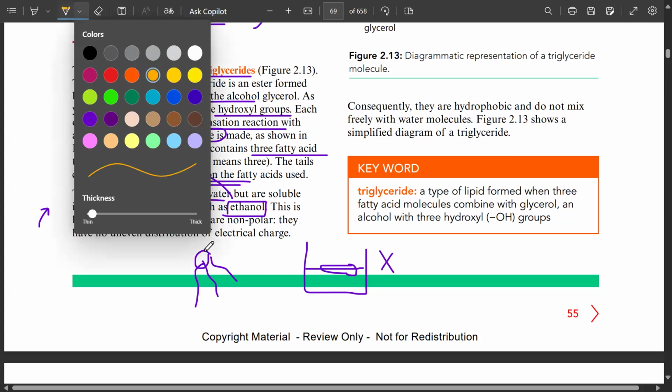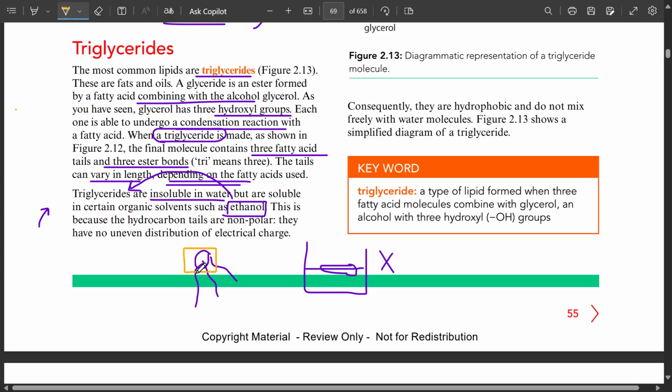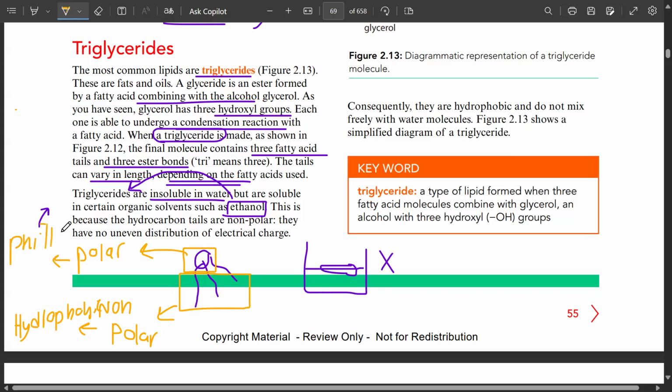a triglyceride molecule has two parts. One of them is a glycerol part and the other part is the fatty acid chains part. The glycerol part is polar, but the fatty acids part, the three fatty acid chains, they are non-polar. Now, because of them being non-polar, they are hydrophobic. Hydrophobic means they hate water. They have a phobia of water. And the glycerol head is polar, which means it is soluble because it is hydrophilic. Hydrophilic means it is water loving.